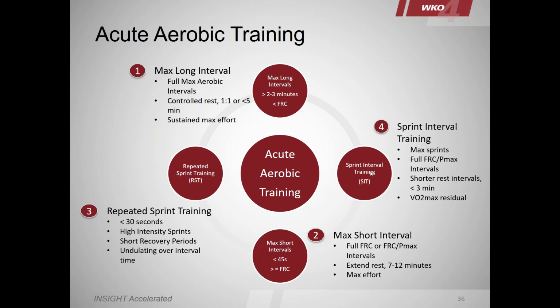And then finally, we have sprint interval training, which is maximal sprints, full FRC or Pmax intervals, the same type of effort as here, but now you go to short rest intervals, typically maybe below 3 minutes. That's because you're maintaining a VO2 max residual, which I'll go into. So to me, these are the general classification of all 4 of the acute aerobic training formats. There are lots of ways to skin these cats, and everybody has their own opinion, their own system, their own way of doing it. But I'm going to give some general ideas here.